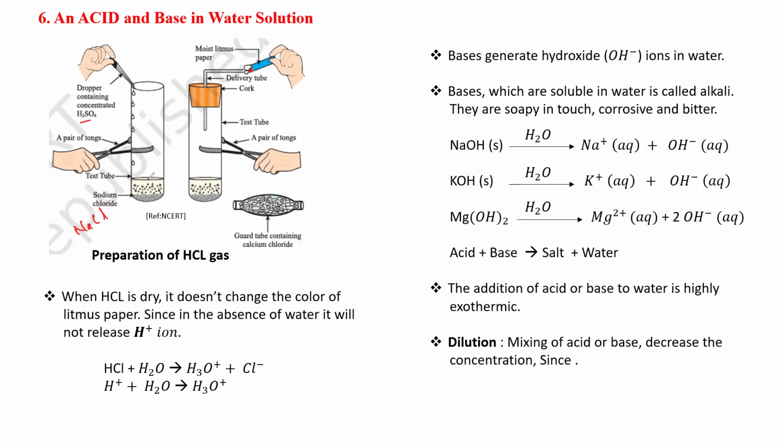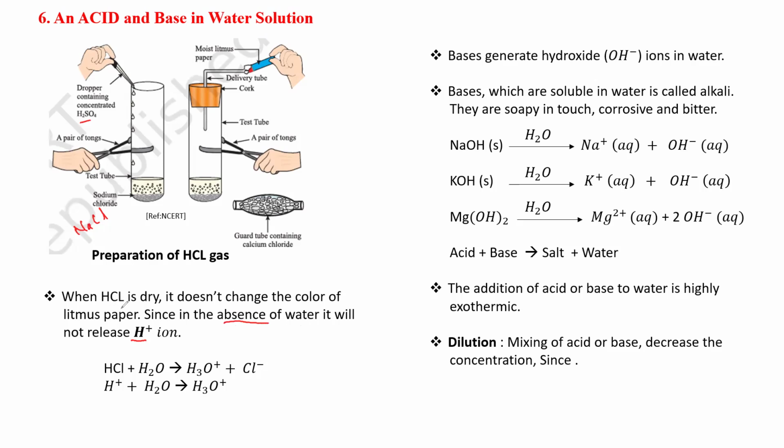So, the evaluation of HCl in this reaction: when we get the HCl, how do we check for its presence? If we have more moisture, then it is going to react with litmus paper, since only in the presence of water will it release the hydrogen ions. In the absence of water, it is not going to release the hydrogen ion. Who is not going to release?